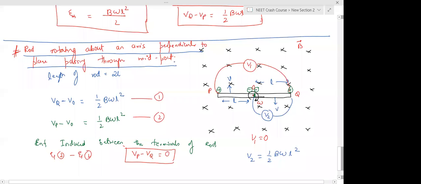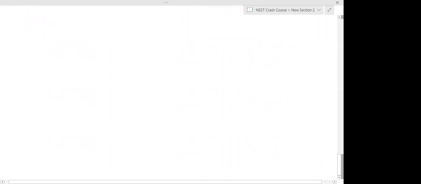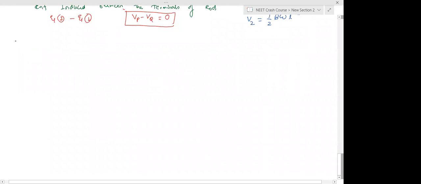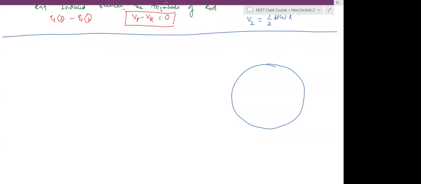Right. Next case. Suppose there are multiple rods joined at one end, like a wheel having spokes, and now it is rotating about an axis passing through its center. A wheel having n number of spokes. There are n rods joined together at the center.